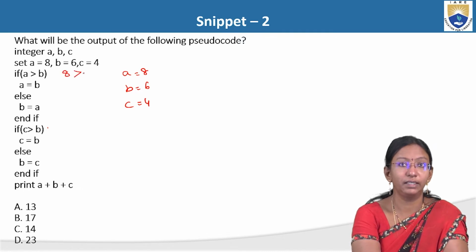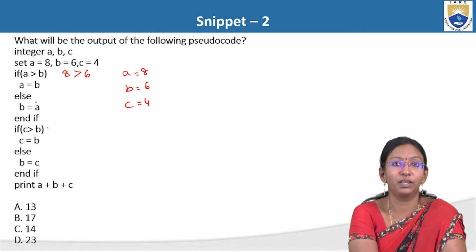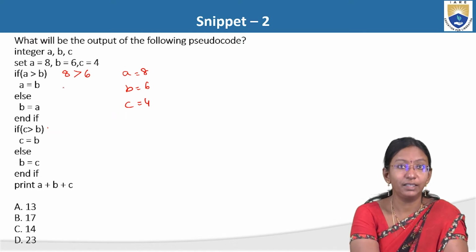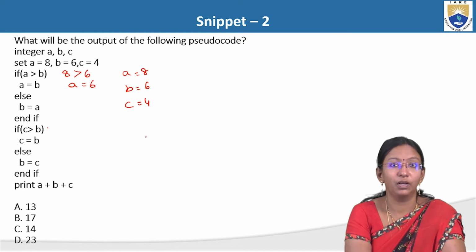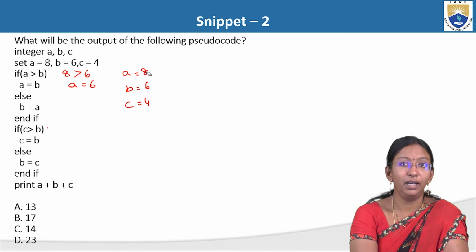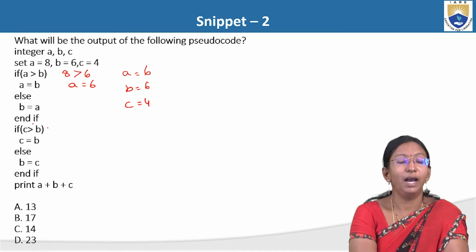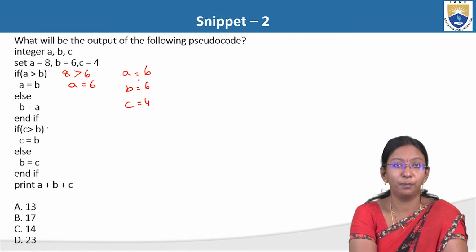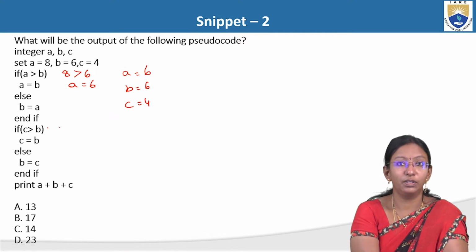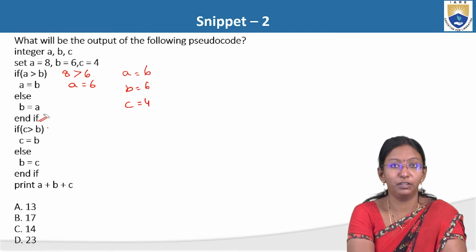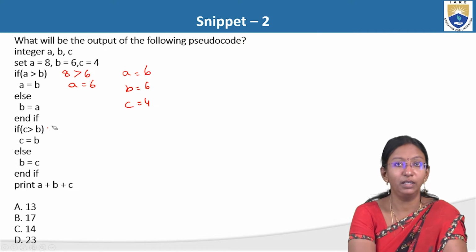8 is greater than 6. That's what they have said: A is greater than B. As the condition gets satisfied, A gets the value of B, which is 6. Now in the memory, A is overwritten by 6. As the if condition is true, the else part will not be executed. So let's go to the second, and here is the statement for the end of the first if-else structure. Let's go for the second condition checking, where it is checking C greater than B.